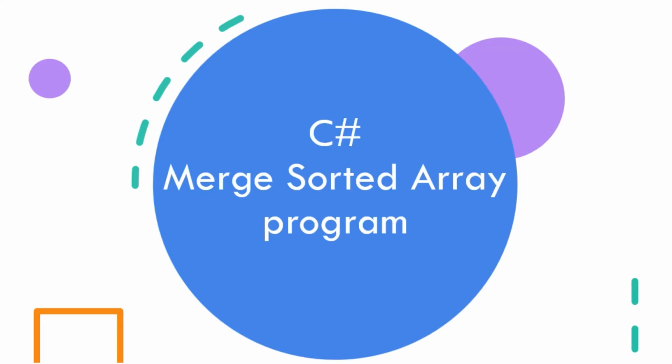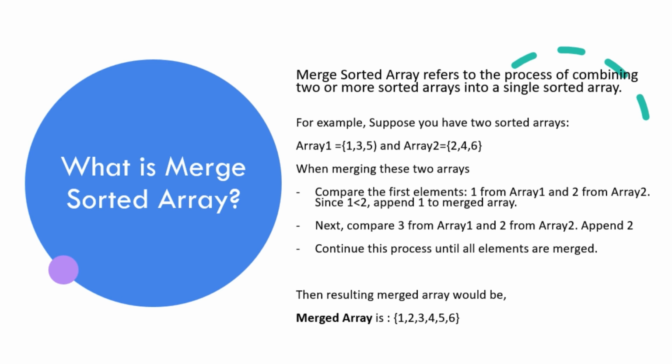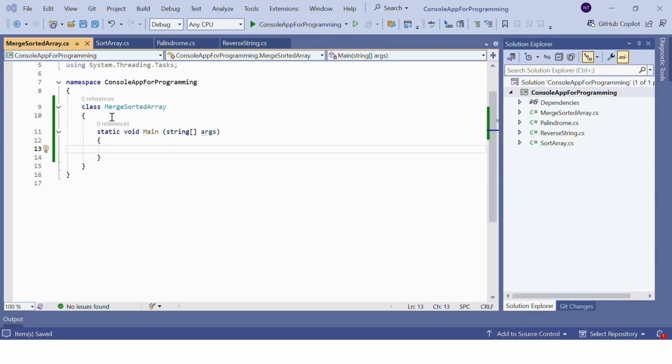Hello everyone, today we will learn how to merge a sorted array program. So basically it is a process of combining two or more sorted arrays into a single sorted array. Okay, so let's get started.